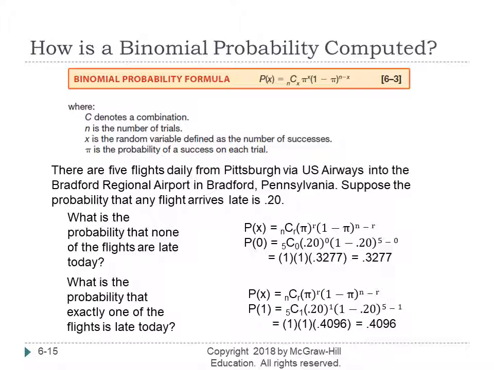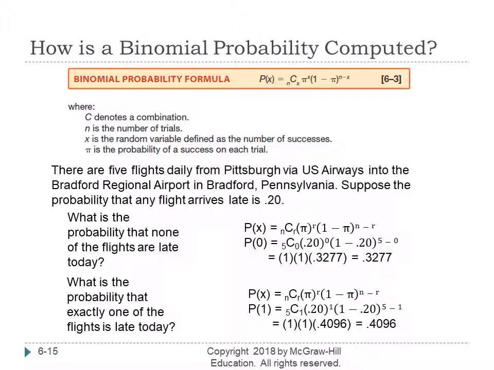Let's calculate some probabilities. For example, what is the probability that none of the flights are late today? None of the flights late, that means x is equal to 0. Here is the formula listed again. Let's read the formula again. The probability of x is n choose r, pi raised to the power r. Here this really should be x. Now we're taking the probability of x, so this should be n choose x, pi raised to the power x, 1 minus pi raised to the power n minus x.